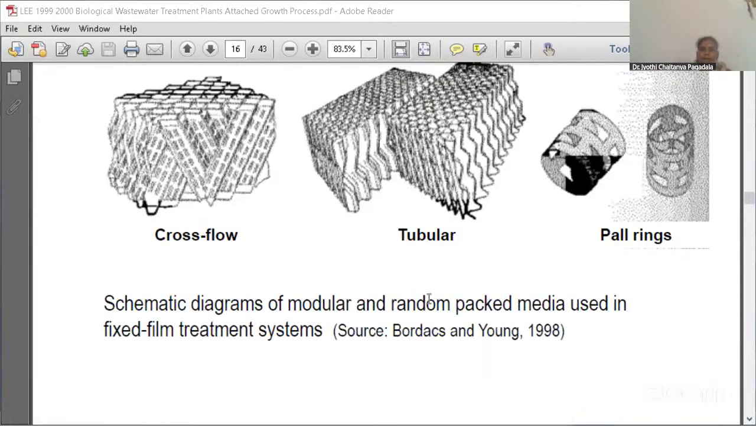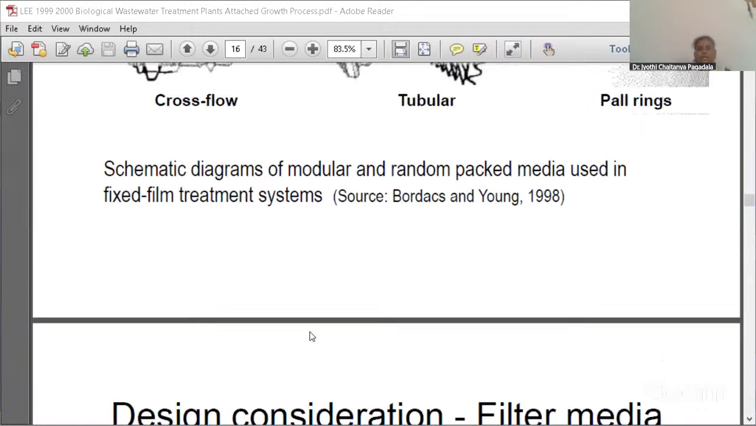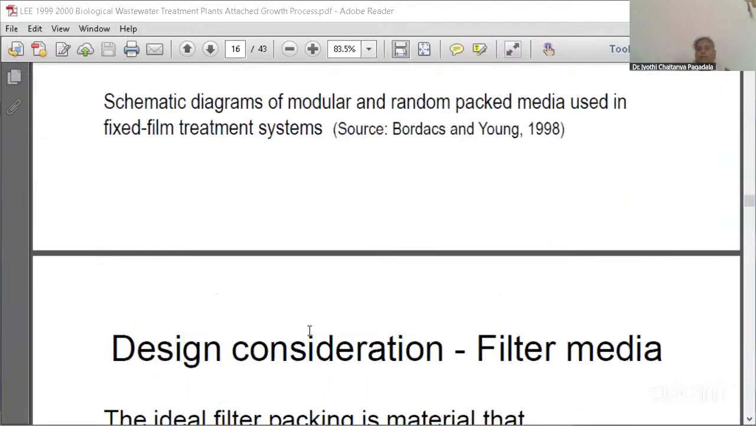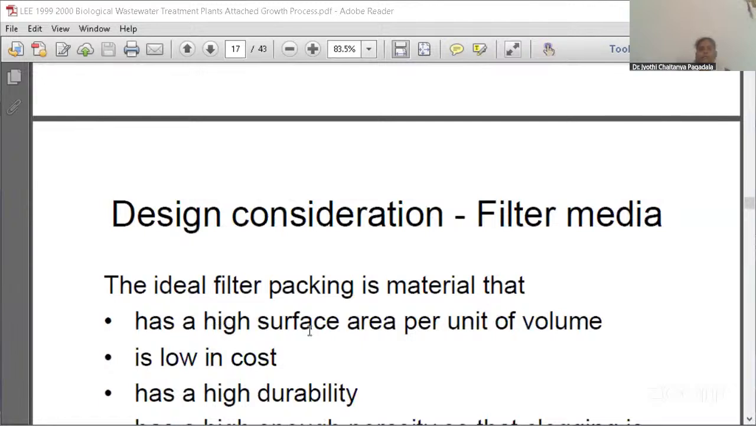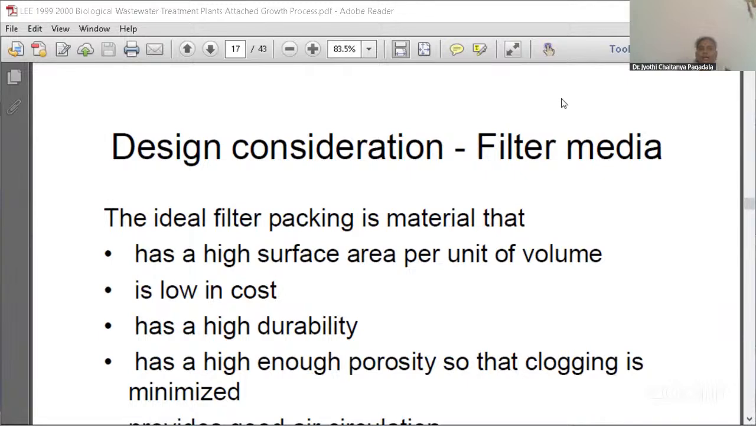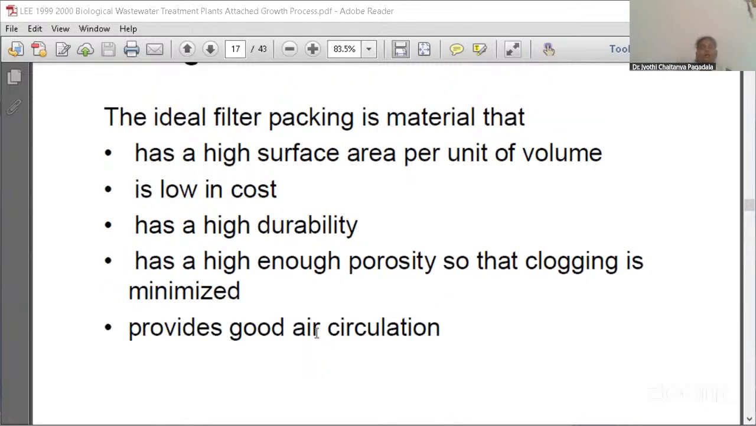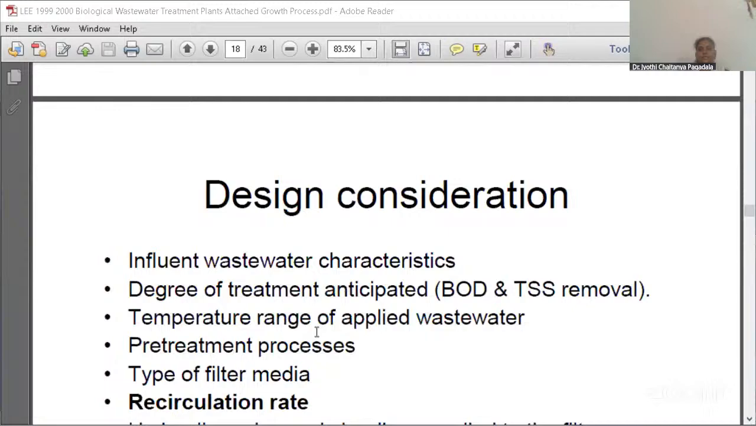The schematic diagrams of modular and random packed media used for fixed film treatments, as reported by the scientists Dax and Young. Why do we need this filter media? Since the ideal filter packing material has a high surface area per unit volume, is low in cost, has high durability, and has a high enough porosity, so that clogging is minimized and it provides good air circulation.